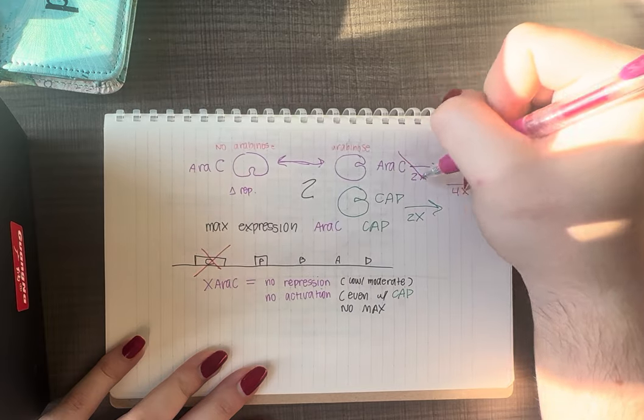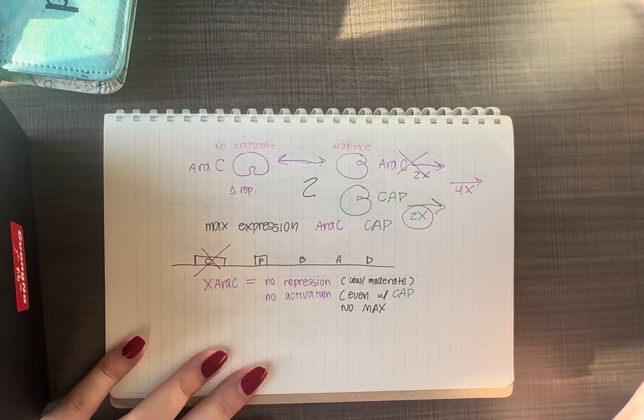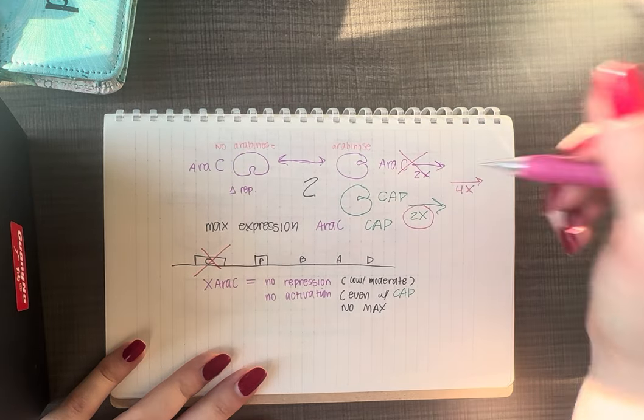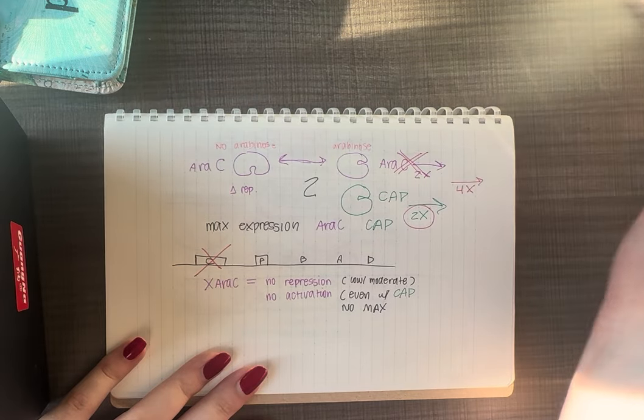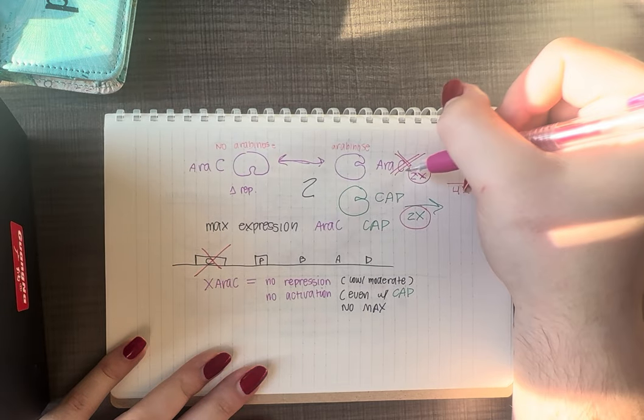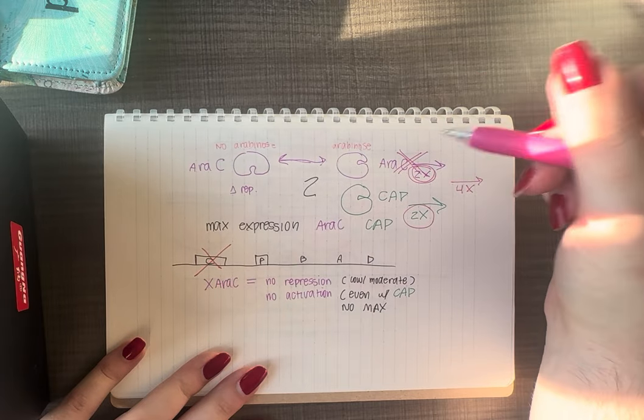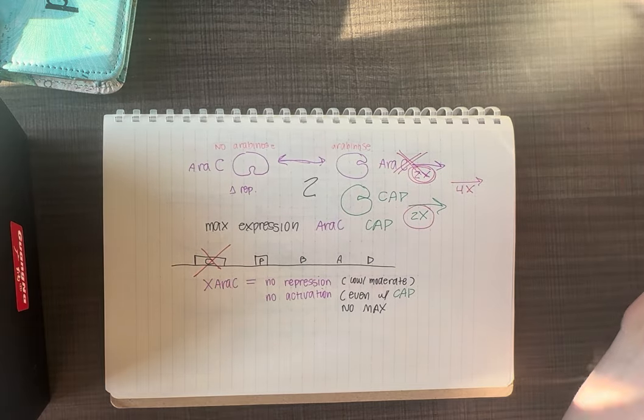If you don't have arabinose, you're only going to get 2 times speed. I mean, if you don't have araC, you're only going to have 2 times speed. Just like if CAP stops working for some reason, you're also only going to be able to get 2 times speed from araC if arabinose is present.